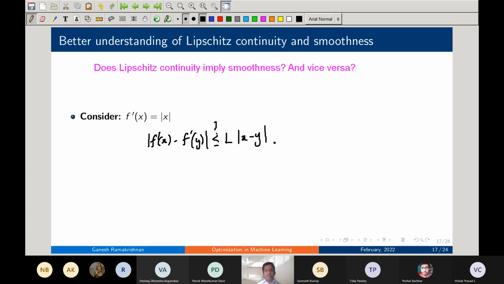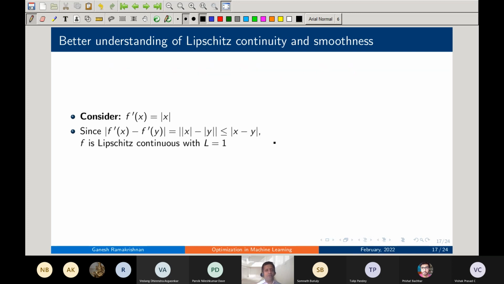It turns out it's not difficult to analyze. Yes, it is, because this holds: the difference of the absolute values is less than or equal to the absolute value of the difference of the values. So f dash is Lipschitz continuous with L equals 1. That's fine. It is the rate of change of f dash that we are bounding, and it is Lipschitz continuous with L equals 1. But what about f double dash? Does it exist?